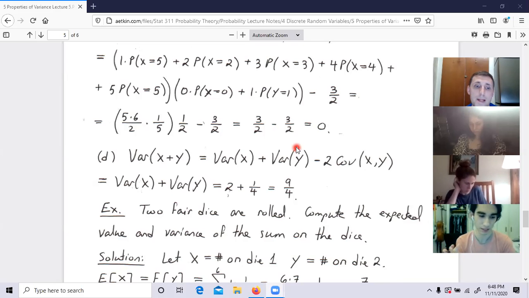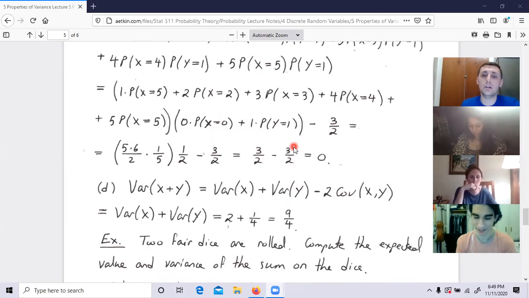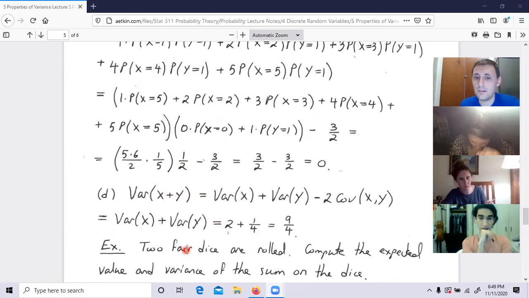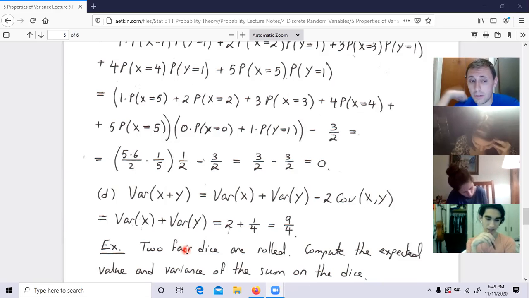Good? 2 fair dice are rolled. Compute the expected value and variance of the sum on the dice. Go ahead, please do it. That's our last question for today, quickly. Sum on the dice, right? Expected value and variance of the sum of 2 fair dice.